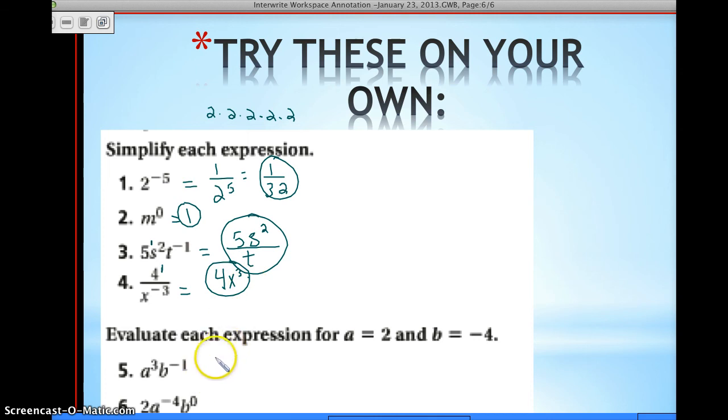In the second set, this is evaluation. So let's first rewrite it getting rid of negative exponents. Not that you have to do it in that order. The only one that moves is the b to the first. I'm going to leave my imaginary 1 there. A is 2, and b is -4. So 2 times 2 times 2 is 8, and 8 divided by -4 is -2.